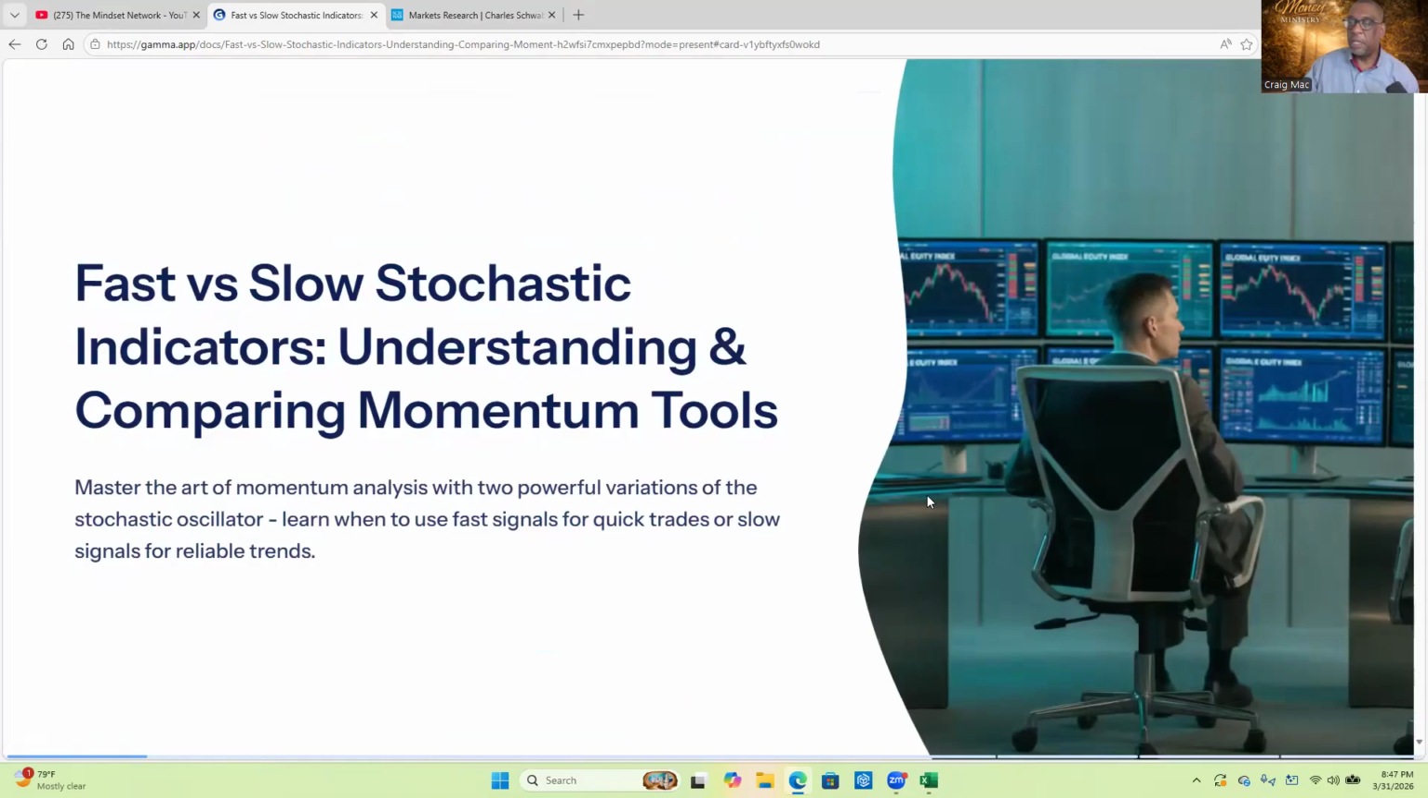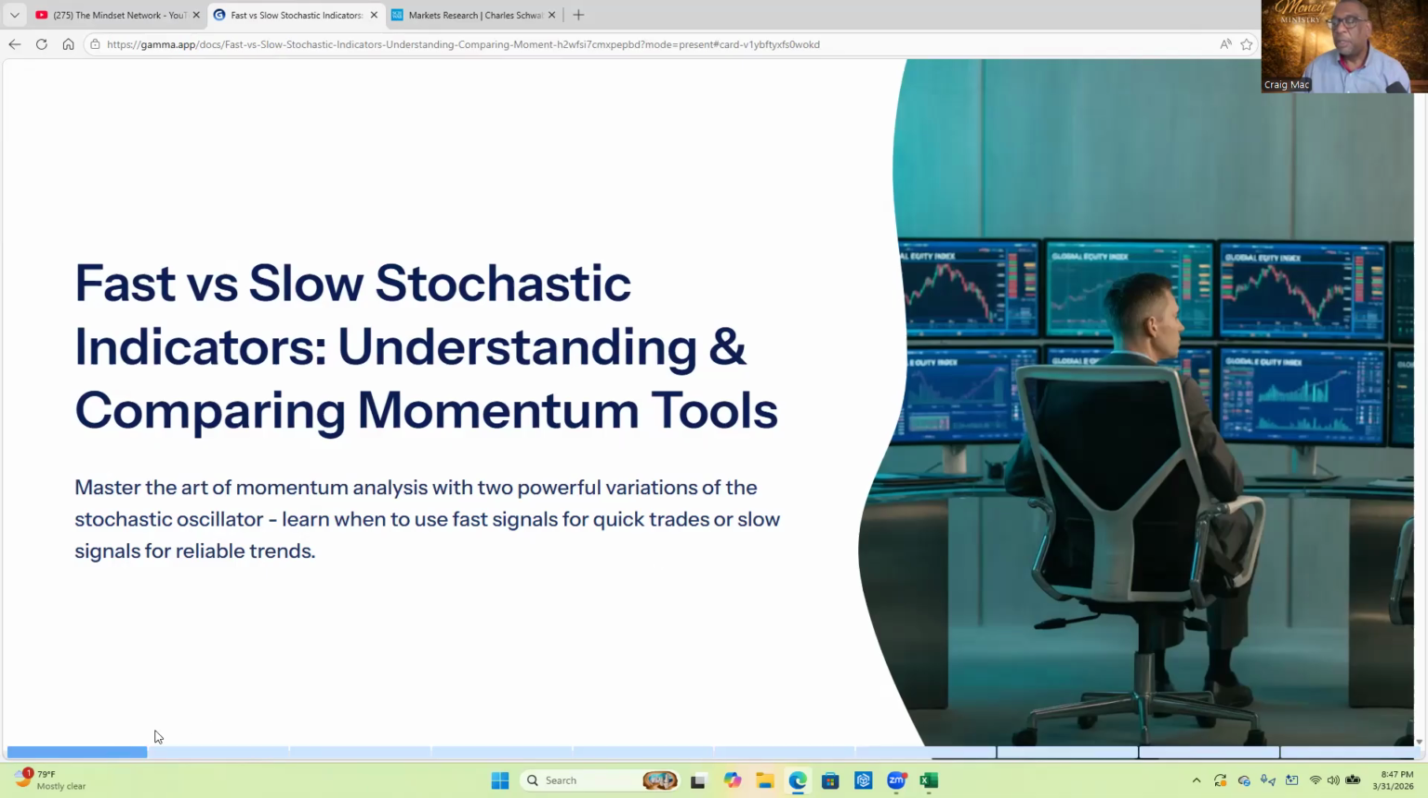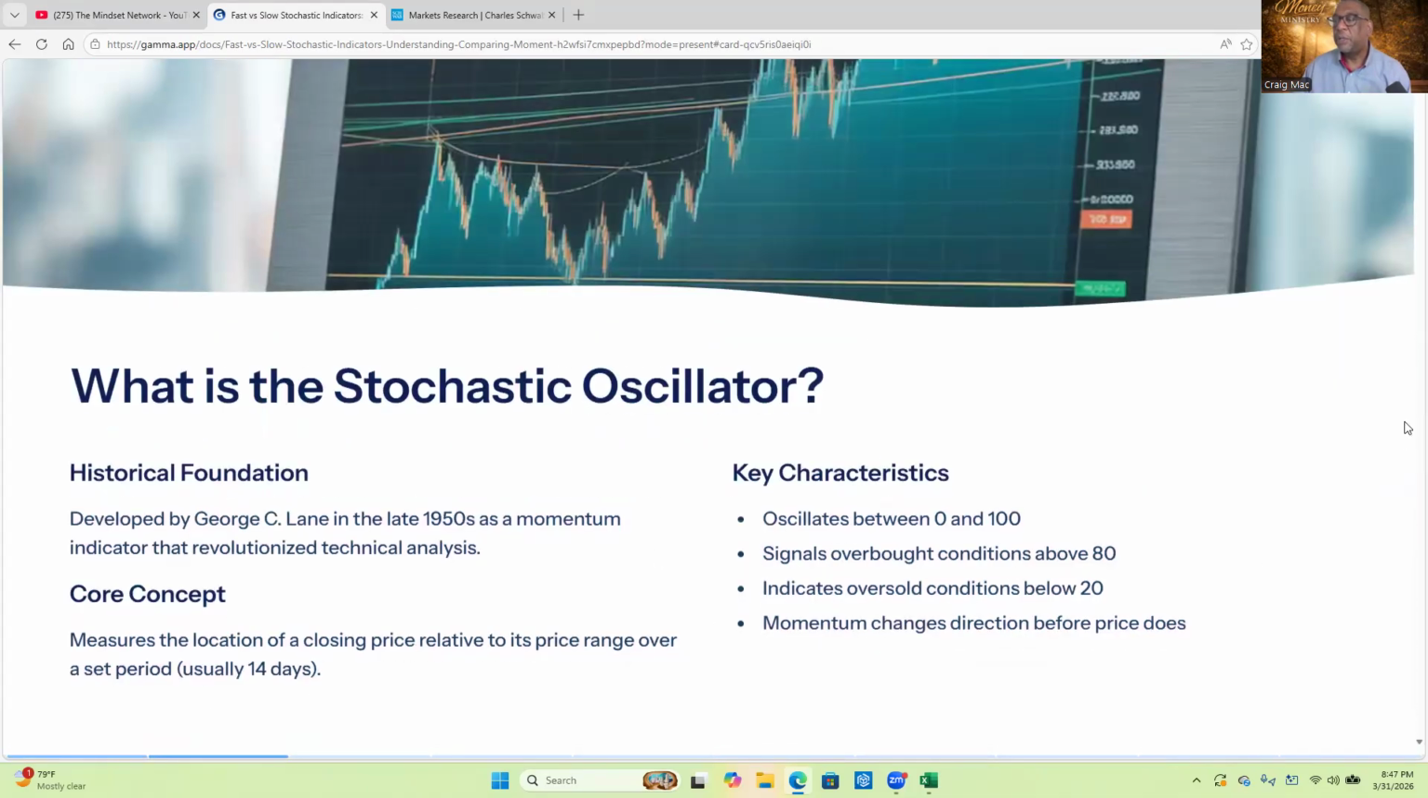We're going to talk about the slow and fast stochastic. I always struggle with that. Understanding and comparing momentum tools. So it is a momentum tool. Your stochastic is a momentum tool. Let's go. Next slide here. What is it?